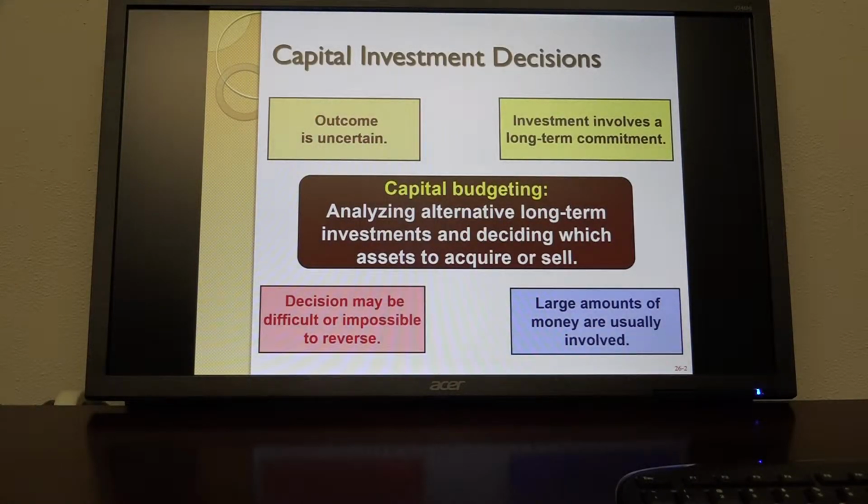Why is this important? Well, it's important to have the right information and do the right analysis because these capital investments are long-term in nature. So because of the long-term nature of these outflows, the outcome is uncertain. The further out, the more uncertainty. These investments involve a long-term commitment. It's really difficult to undo a decision.